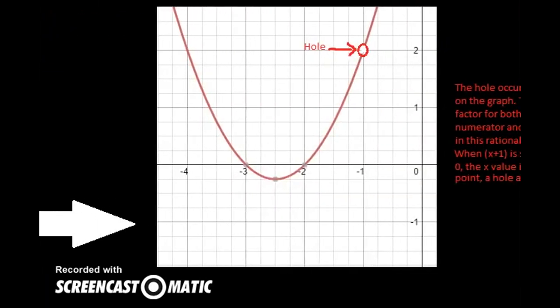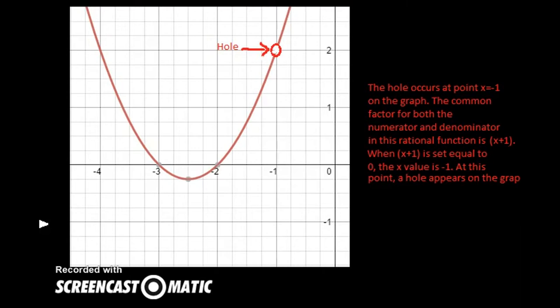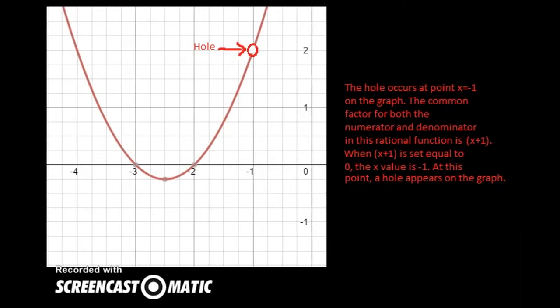The graph of the function looks like this. The hole occurs at point x equals negative 1 on the graph, and the common factor for both the numerator and denominator in this rational function is x plus 1. When x plus 1 is set equal to 0, the x value is negative 1. At this point, a hole appears on the graph.